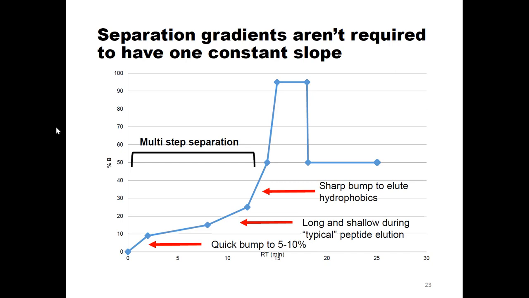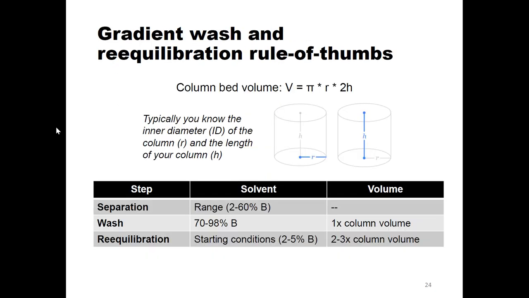Everything I've shown you so far is just a linear gradient, but you can get pretty crazy with these. If you want to get major brownie points with your PI, you can get pretty intense and do multi-step separations. So maybe you have a mix of very hydrophilic peptides and very hydrophobic peptides, and you want to capture both of them in the same method. This might be a good way to do that, employing a multi-step separation.